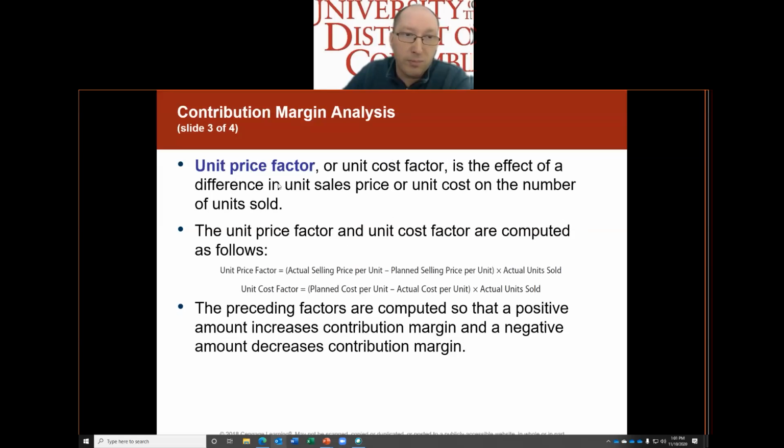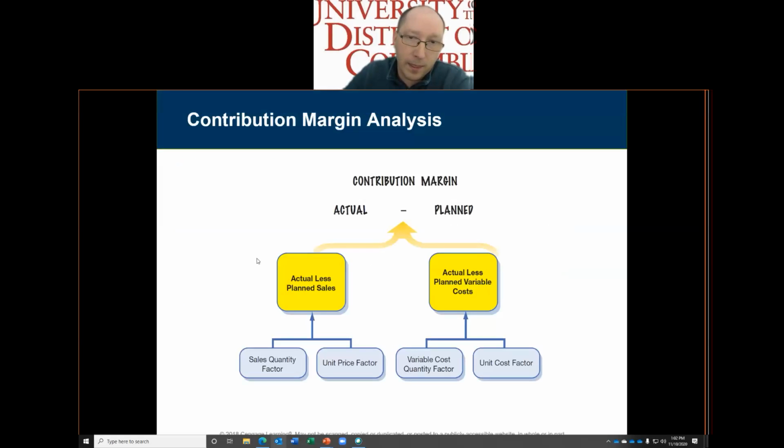It's also what we call a unit price factor. The unit price factor, also known as the unit cost factor, is the difference in sales price per unit sold. To figure this out, we take the actual selling price per unit minus the planned price, times the actual units. And for cost, it's planned minus the actual, times the actual units. And of course, looking at the contribution margin, take your actual minus your planned.